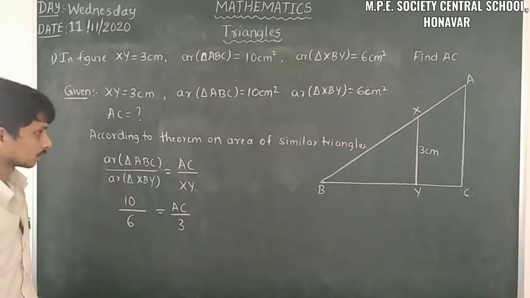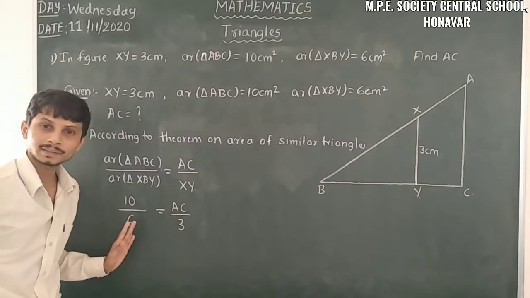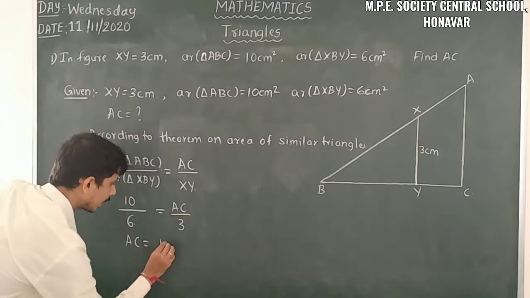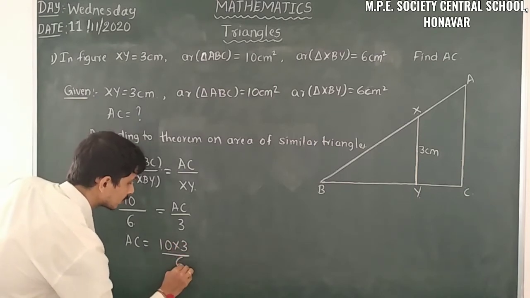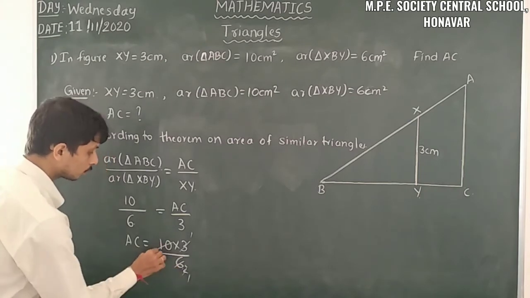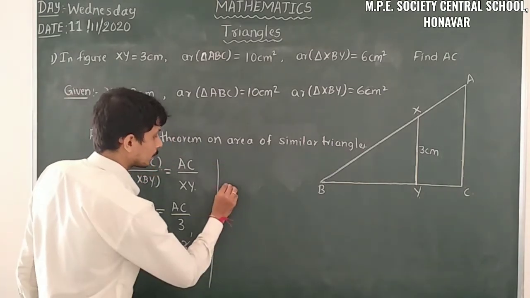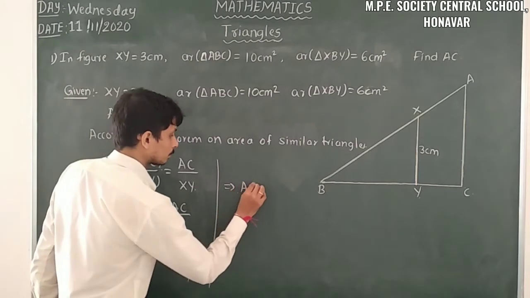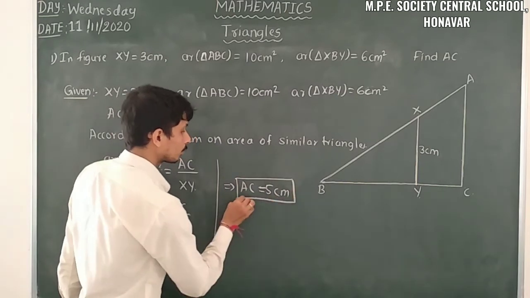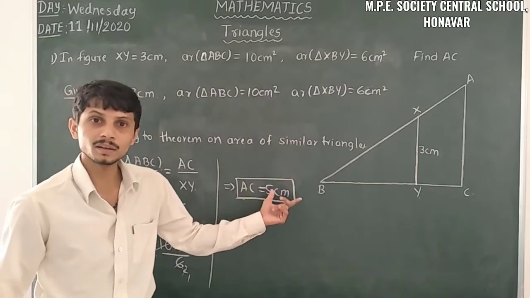Here we have to transpose. Firstly we transpose 3 to the LHS side, it comes to the numerator. That is AC is equal to 10 into 3 divided by 6. So 3 into 1, 3 into 2, and 2 into 1 and 2 into 5. This implies AC is equal to 5 centimeter. So from the theorem on similar triangles, AC is equal to 5 centimeter, we got here.